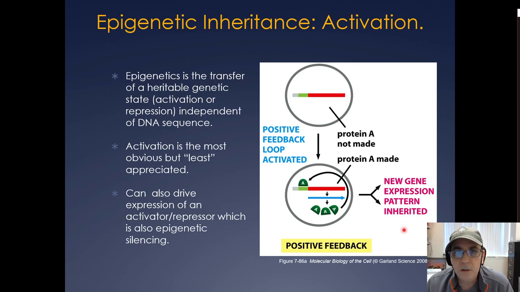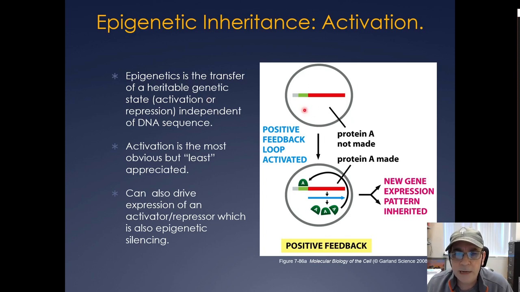Okay, so now let's just talk a little bit about epigenetic inheritance. There are different modes of epigenetic inheritance, and if you remember, I think it was lecture 3 or something like that, I defined epigenetics. Epigenetics is the transfer of a heritable state, and this can be activation or repression, and it occurs independent of the DNA sequence.